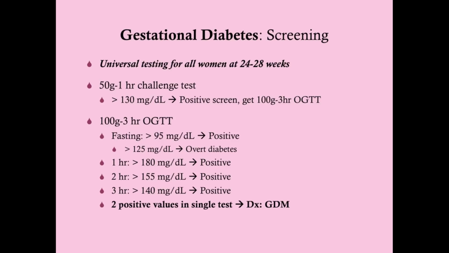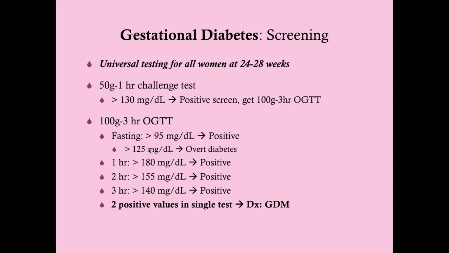If it's more than 130 milligrams per deciliter, we get the 100-gram 3-hour oral glucose tolerance test, the OGTT. For this test, she'll need to come in on a different day because she needs to fast. The diagnostic test, she needs to fast. The challenge test, she does not. So she comes in fasting overnight, at 9 in the morning, and we take her glucose level right then and there before we give her the bolus that she drinks. We take this fasting blood glucose level. If it's over 95, we consider that a positive result. Does that mean she has gestational diabetes? No, but we consider that a positive result. Put that in your pocket because we're going to come back to that.